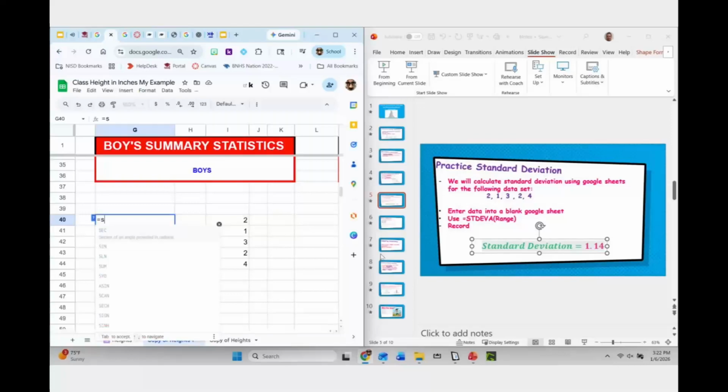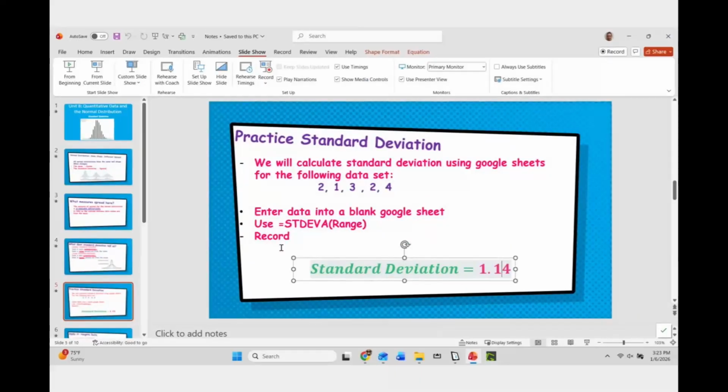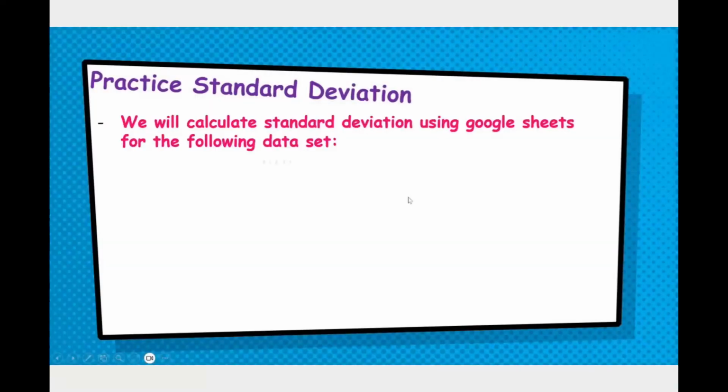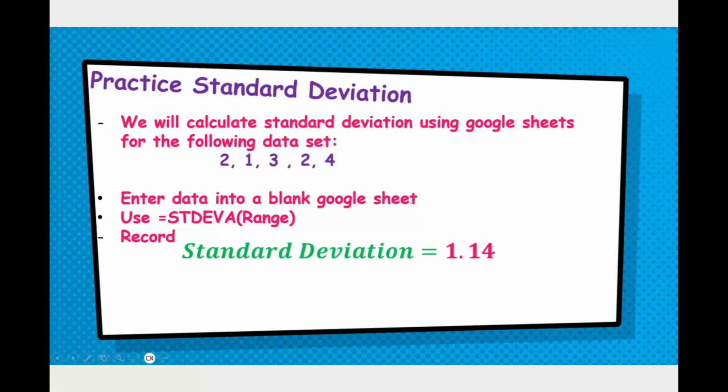So I'll do equals STDEVA, and then I'm going to select the range, these values right here. I hit enter and I get this. I don't want all those digits, so I'm going to keep the hundredths place. I'll go down here and decrease decimals until I get to here. And that's how you calculate it in Google Sheets. Today we're going to talk more in depth about what that means, but that's what it should look like in Google Sheets.